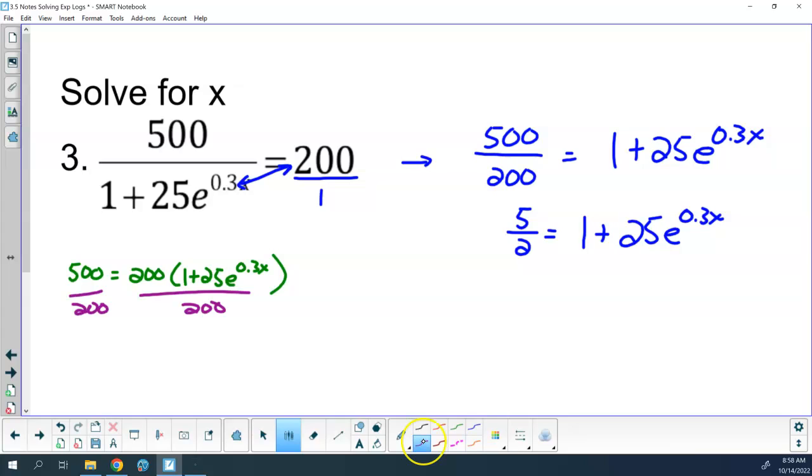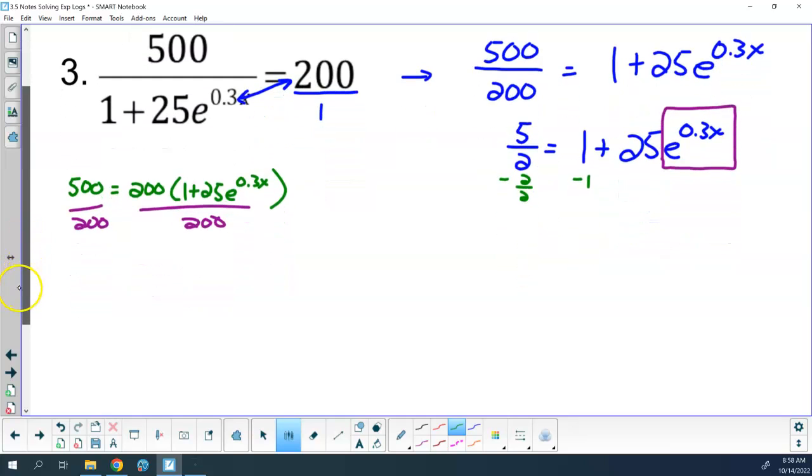So now, ladies and gentlemen, I have this e term right here. That's what I need isolated. So how am I going to isolate that? Subtract 1. On the right side I'm going to subtract 1, but on the left side I'm going to subtract 2 over 2. So that now gives me 3 halves equals 25 e to the 0.3 x power.